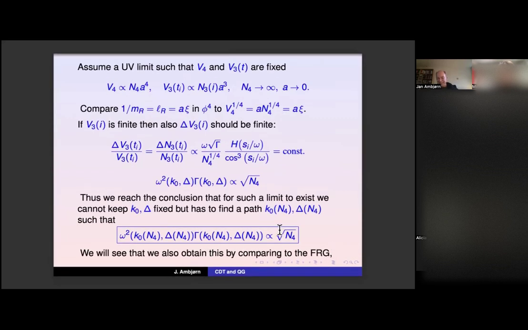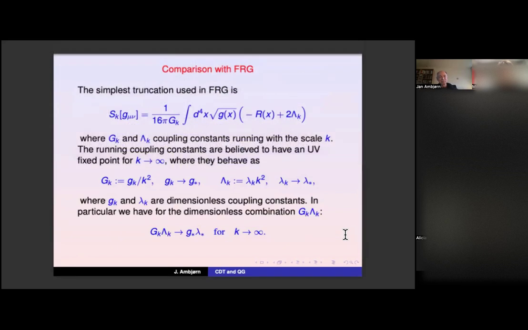And this relation here, I will now rewrite by comparing to the functional normalization group. So now I will mistreat the functional normalization group in a grand way. I hope experts will not be too upset, but I had to do that in order to compare with our lattice simulations. So first of all, I take the simplest truncation used for the functional normalization group. This is the one here where we have a running coupling constant G and a running coupling constant lambda.